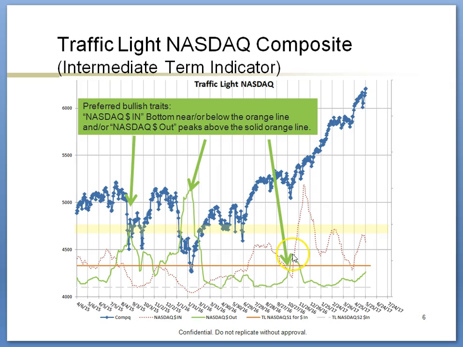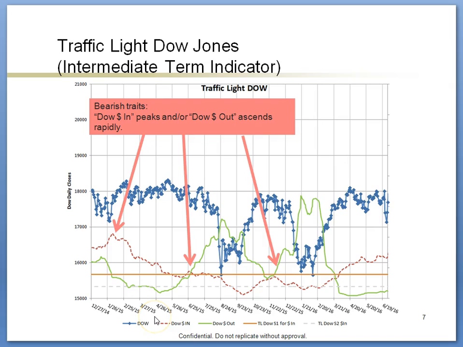In this slide, I will show you some bearish trades. The trade we are looking for is when the Dow money in line peaks and the Dow money out line starts to ascend rapidly. Again, the Dow money in line is the red dashed line and the Dow money out line is the green line. As you can see, when the line starts peaking and when the green line starts to rise rapidly, those are bearish postures. The more important ones are when the green line ascends rapidly. See the speed, the slope is going up.